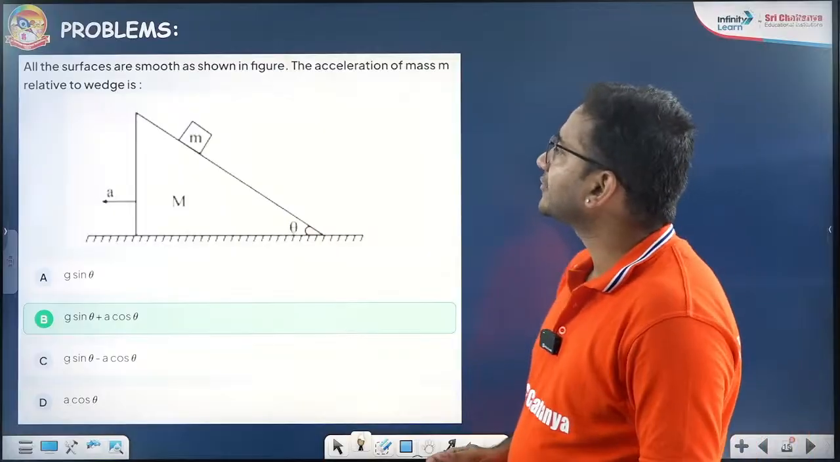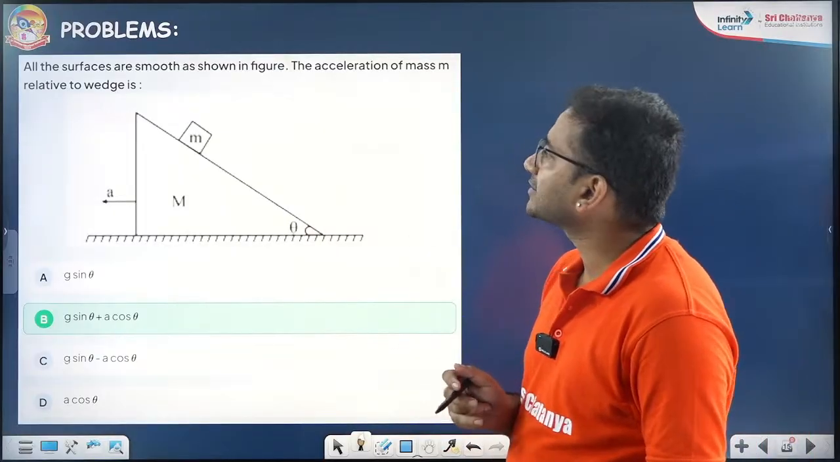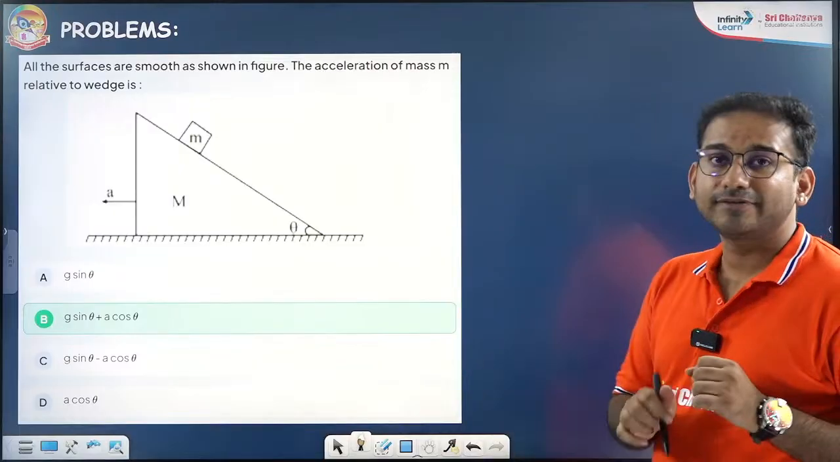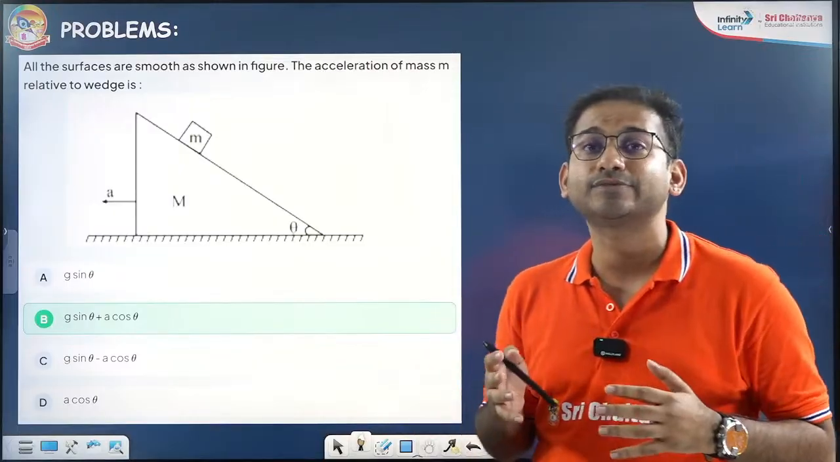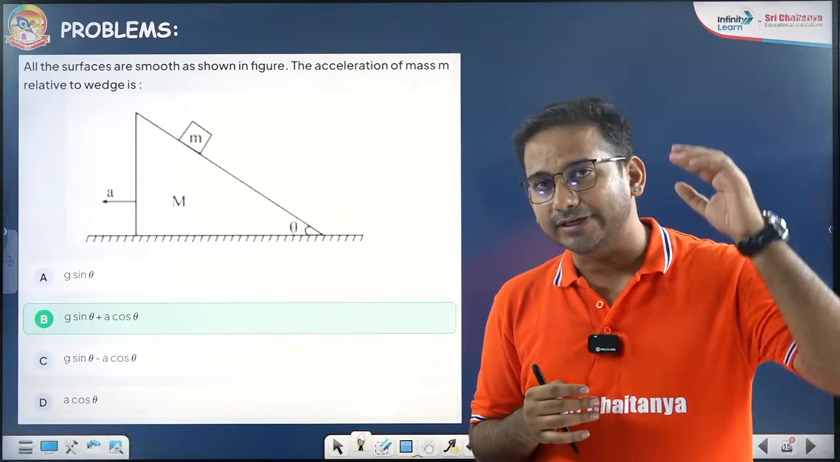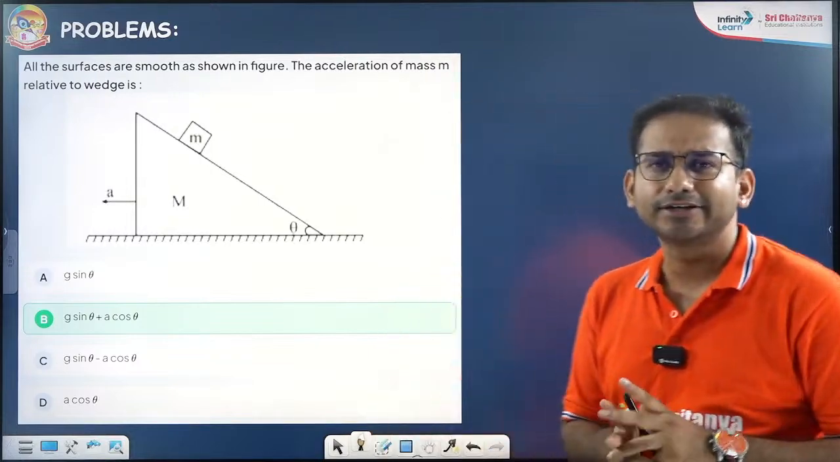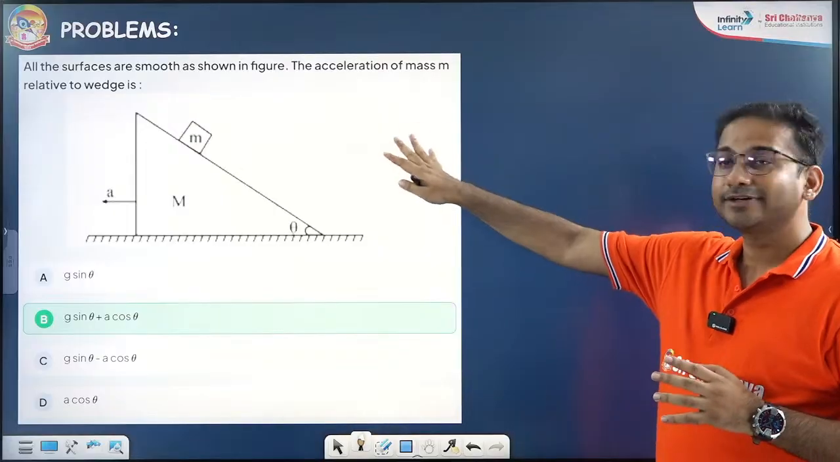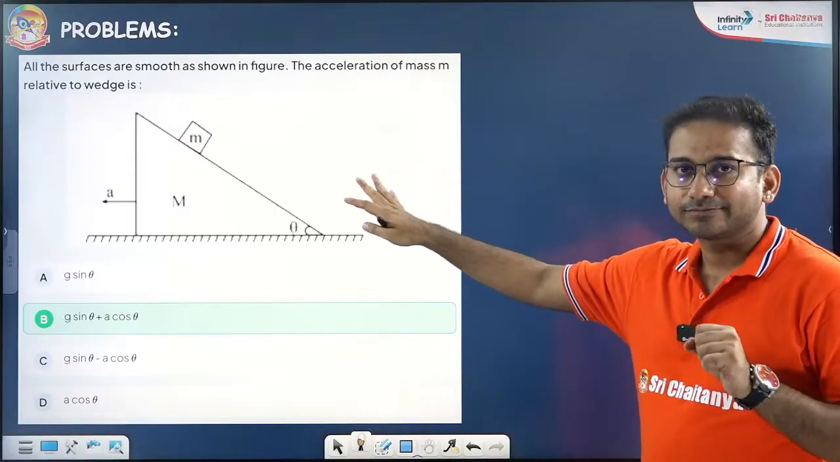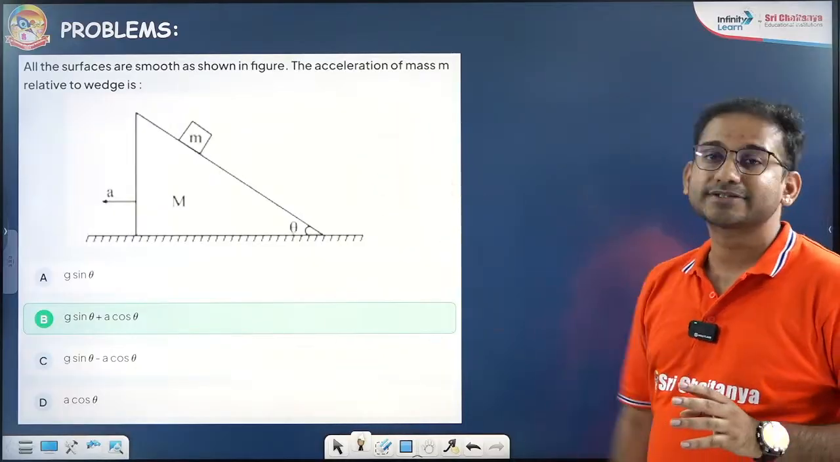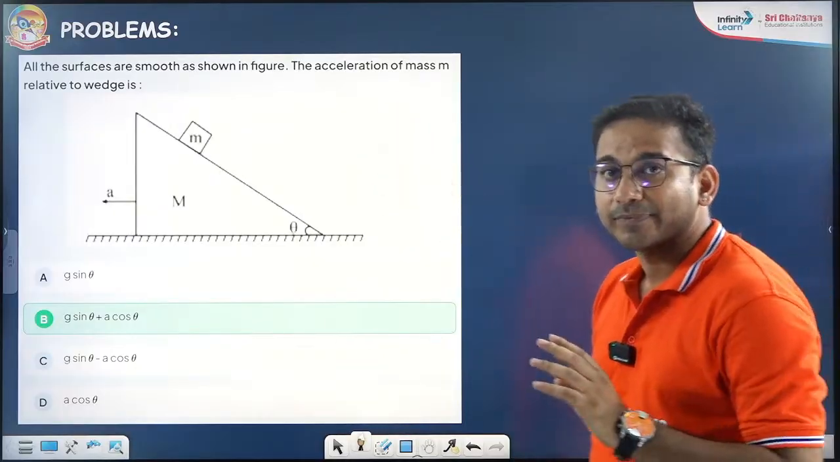All the surfaces are smooth as shown in the figure. The acceleration of mass m relative to the wedge: this is the same situation we have dealt with multiple times so far, but the condition was either free fall or a no-slipping, common acceleration condition. Here they are not giving any such condition. Here they are saying that suppose the acceleration is a, what is your observation?